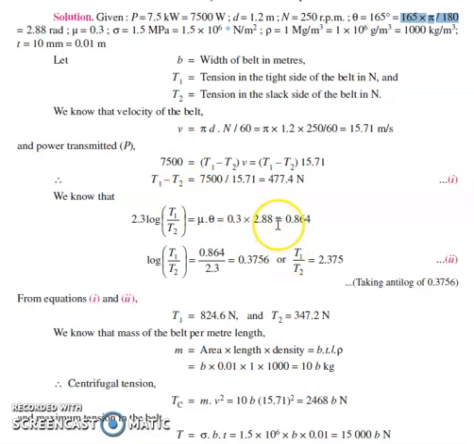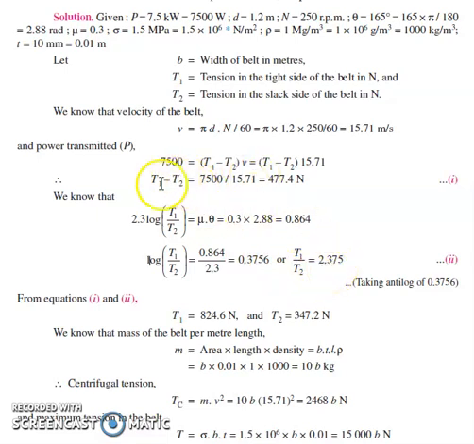So we are substituting here, and the value is 0.864. Dividing this 0.864 by 2.3 gives you 0.3756. And now we know what T1 by T2 is. Because we need to remove the log, I am going to take the anti-log for the same. Taking the anti-log of 0.3756, I get T1 by T2 equal to 2.375.